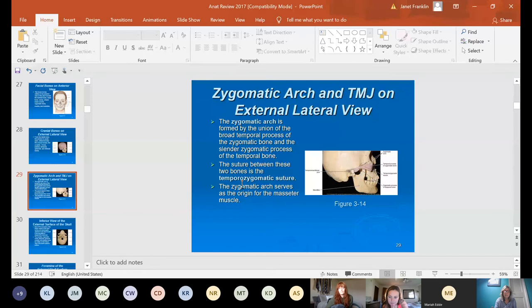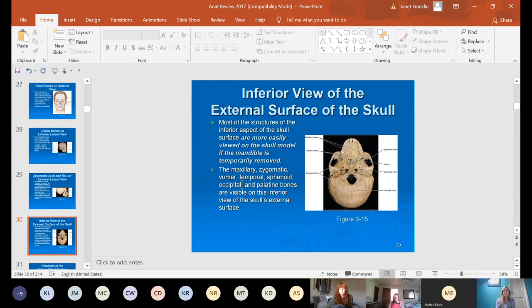And the zygomatic arch serves as the origin of the masseter muscle. On the inferior view, like on that one question yesterday about the inferior view, inferior would be looking at the inferior side. The inferior part of your skull would be down here and the superior would be up here. If you're looking at the inferior, you're going to have the head tipped up like this. If you're looking from the superior view, you're going to be looking down inside the head from this angle.